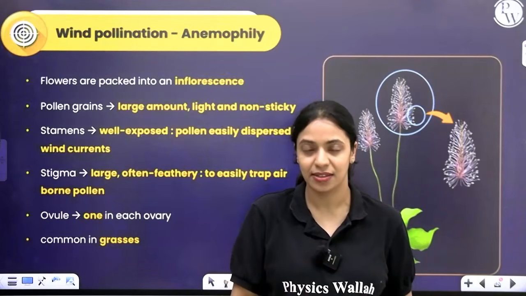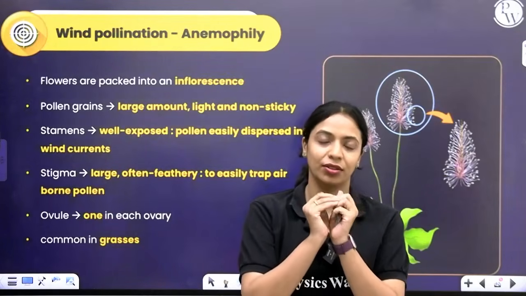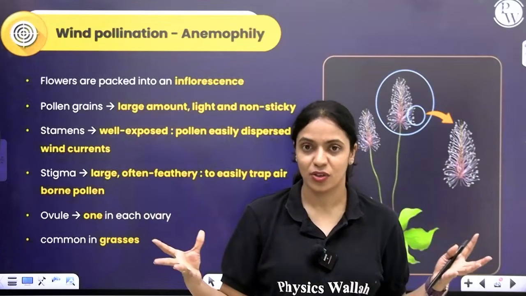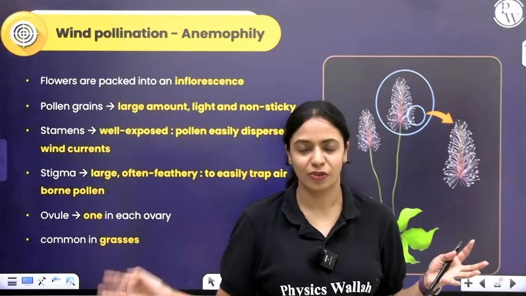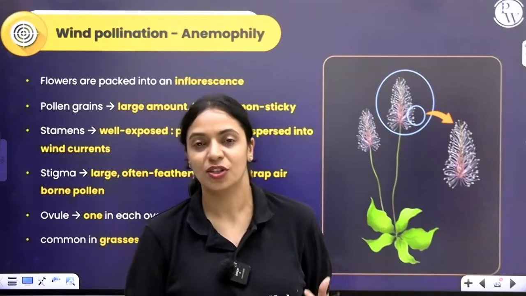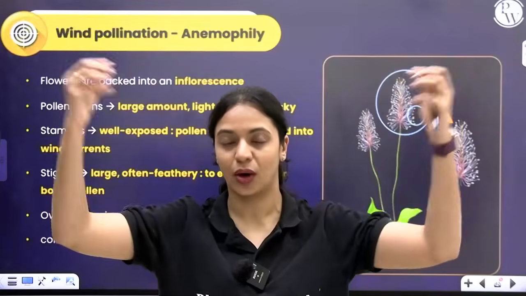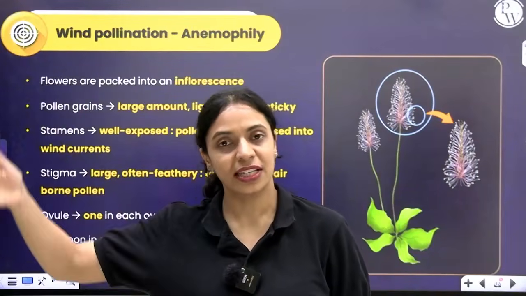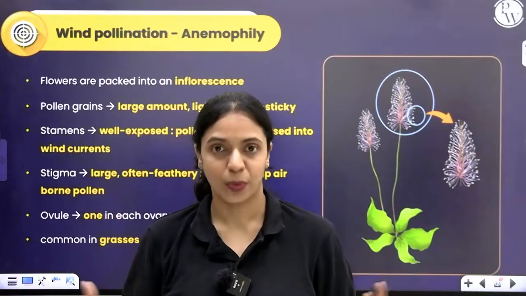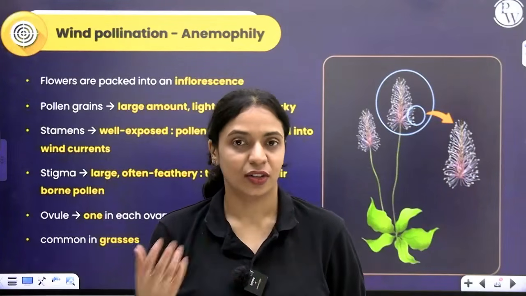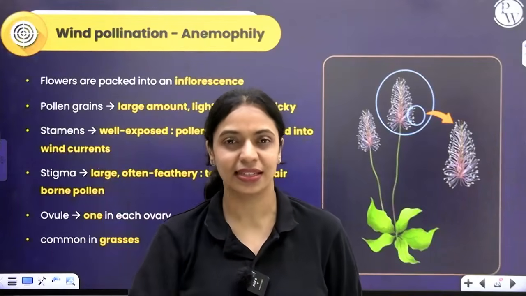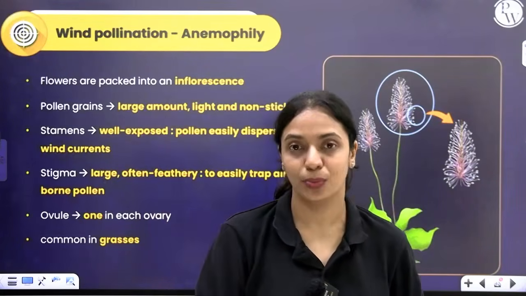How are the anthers then? If the anthers are present right inside, hiding inside the petals, then after dehiscence of the anther, it is difficult for pollen grains to be carried by the wind because they will settle right inside the flower. Therefore, in such plants, the anthers are exposed, they are outside, and whenever pollen is released, it's easier for wind to carry it forward. So that is why the anthers are exposed. Pollen grains are light and non-sticky. The stigma is very feathery in nature, so that it can easily trap the airborne pollen grains.